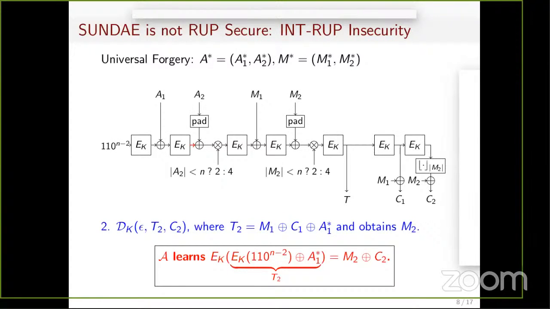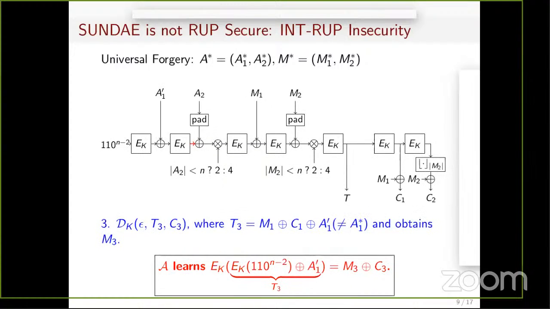Second, the adversary makes another decryption call, but this time the tag is set to the sum of the first message ciphertext blocks and associated data block A1 star, which is the first AD block of the targeted associated data, and it obtains a message M2. By that, the adversary learns EK of T2, which is M2 plus C2. Similarly, the adversary makes another decryption call, but now the associated data block is changed to A1 prime, which is different from the first data block of the targeted associated data, and it obtains another message block M3, and by that again the adversary learns the EK of T3.